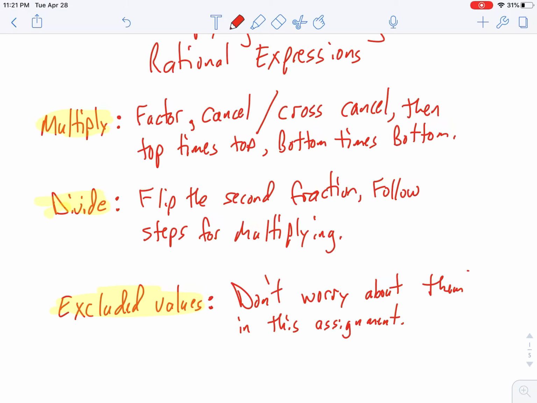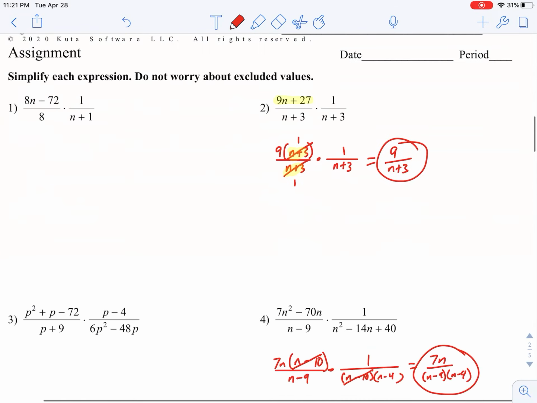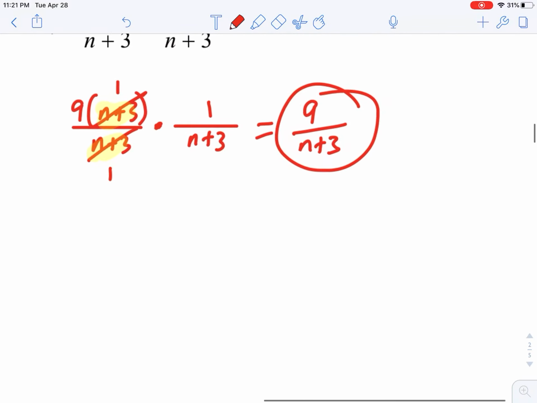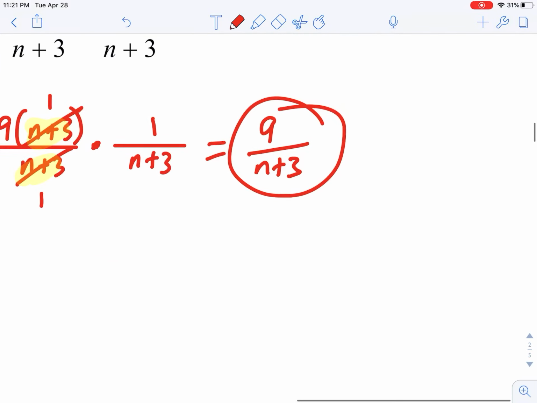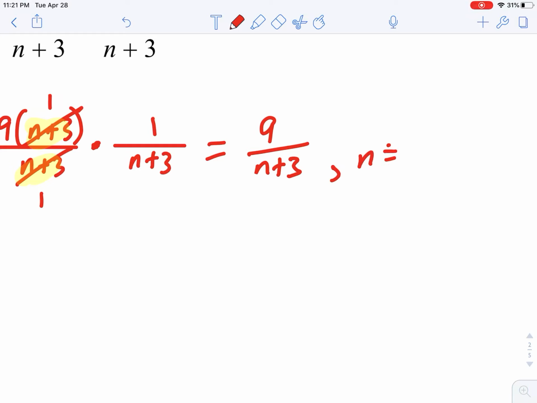Every problem does technically have excluded values, but you don't need to worry about them. If this were a type of assignment where you did have to worry about them, you'd put that answer here. I know you probably don't want to know this. Comma, n does not equal negative 3 because a negative 3 plus 3 would equal 0. That's okay. Okay, why did I even do that? Don't worry about it. That's your answer.